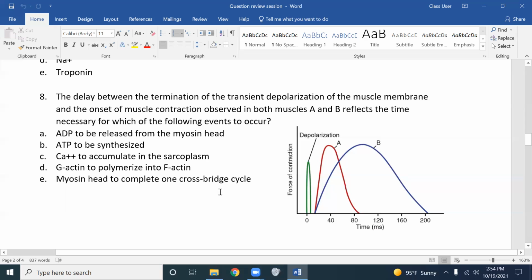Okay, now that would have an effect on how fast this thing goes up, not on the delay between the action potential and the force of contraction. So the only answer is the delay in making the calcium to be released from the SR.